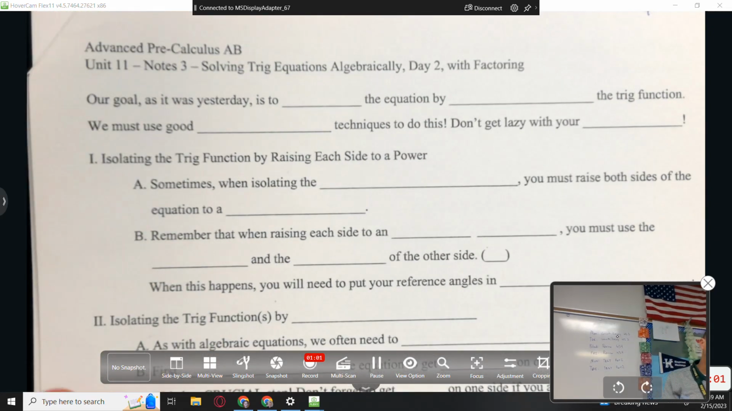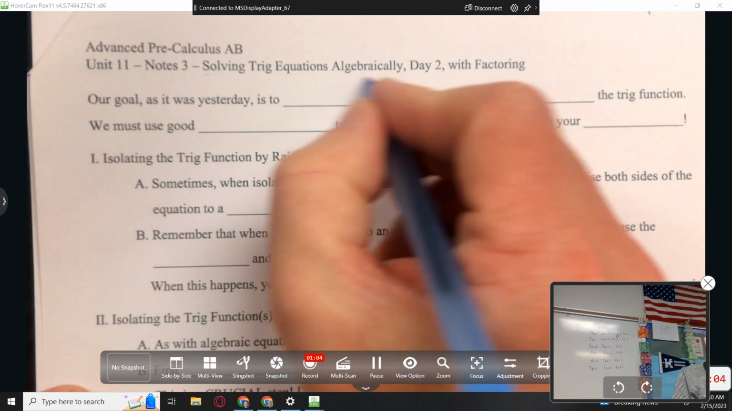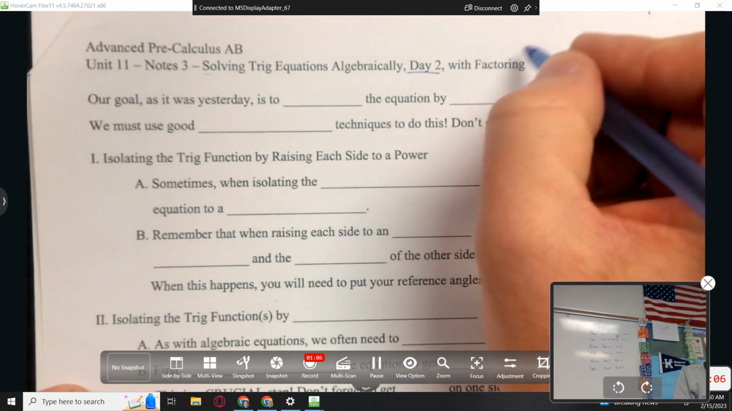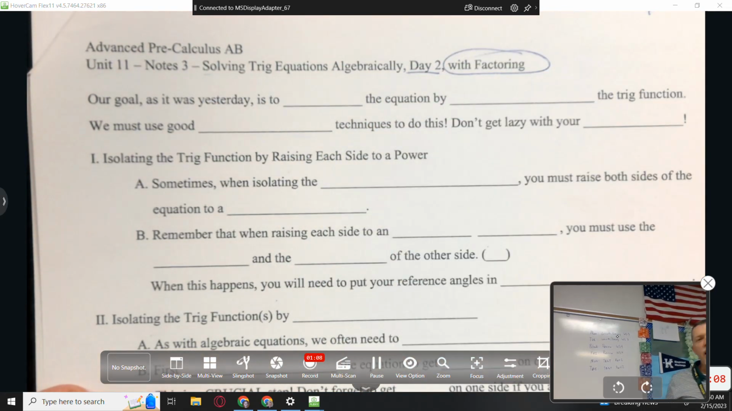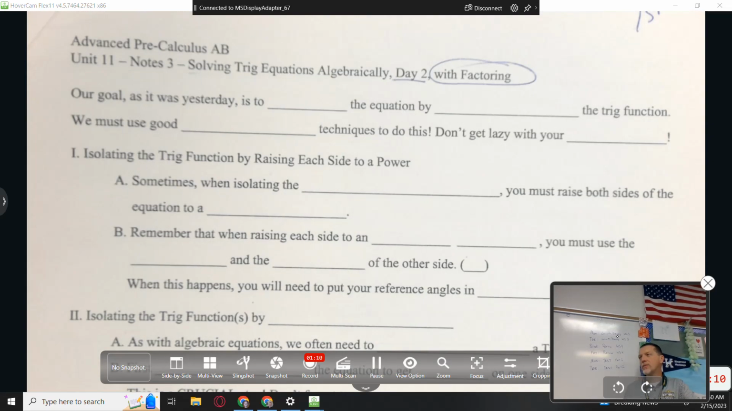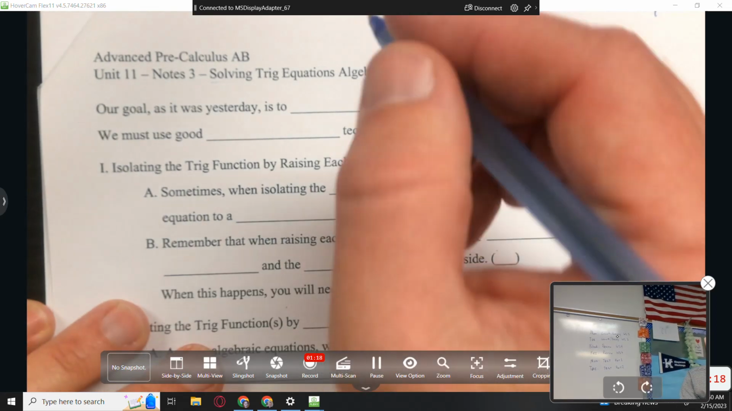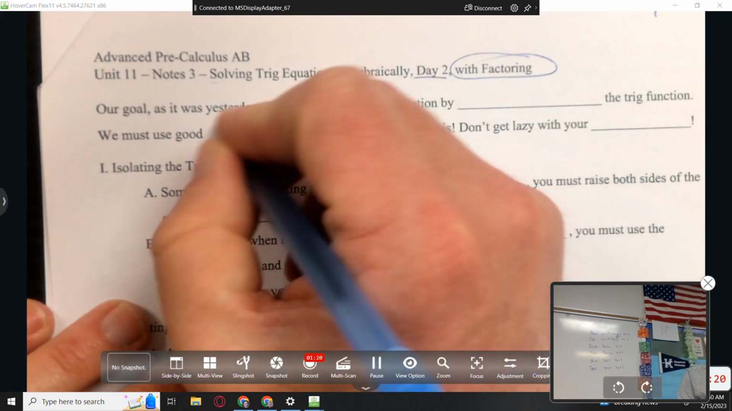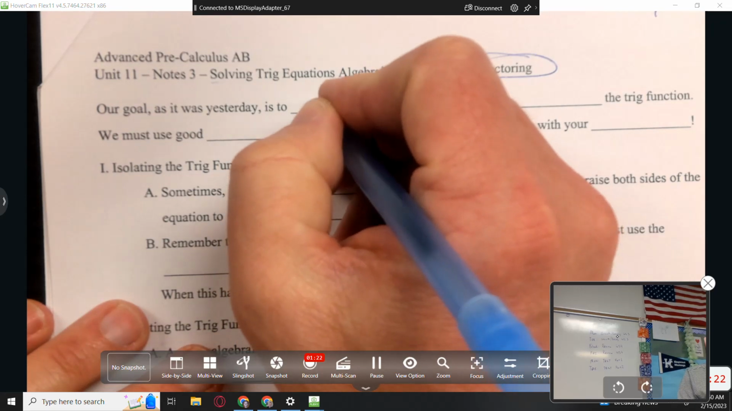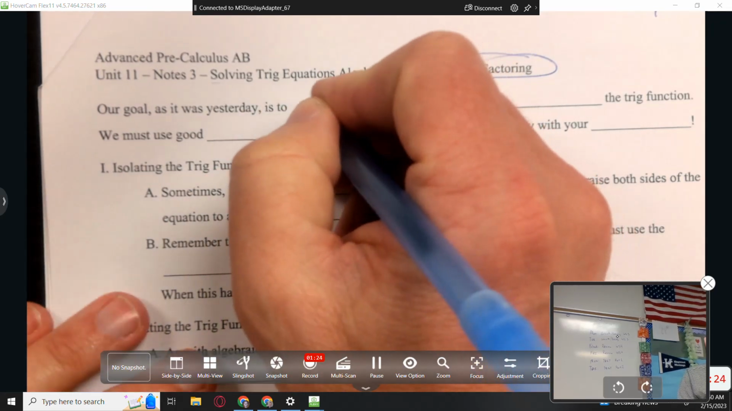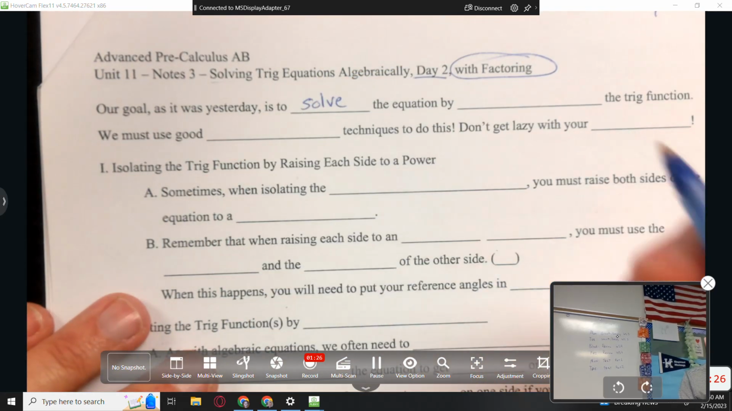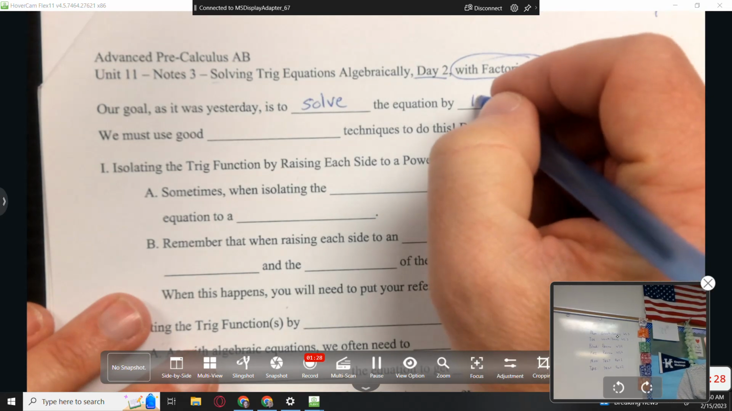Solving trig equations algebraically, that's the same thing we did yesterday. Today's day 2 because we've added factoring sort of to the front end of the problem. So the back end of the problem is all the same as yesterday, but today there may be some factoring at the front. Yesterday and today, our goal is to solve the equation by isolating the trig function.